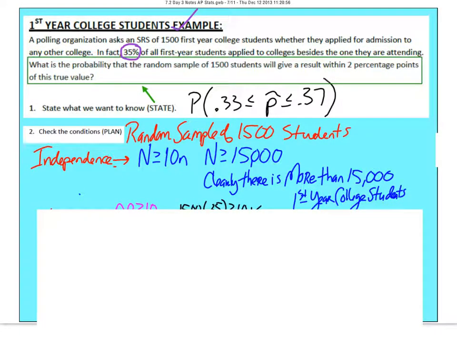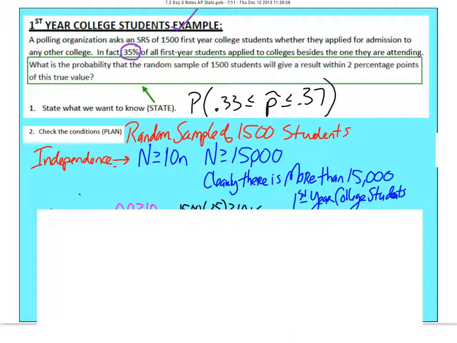A lot of the time, in this independence condition, they're not going to tell you in the problem how many college students are in the population. They just want you to use your gut and say, well, yeah, there are more than 15,000 students going to college. It's met. Now, this again allows us to compute a new mean and standard deviation.